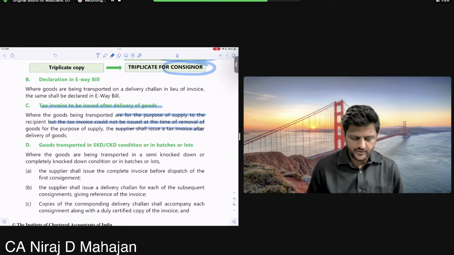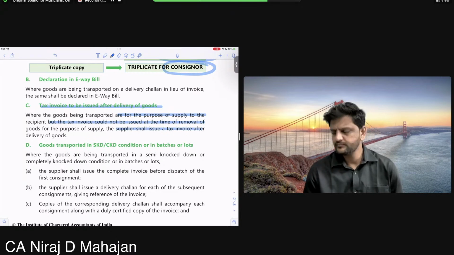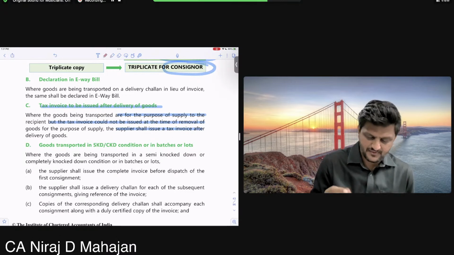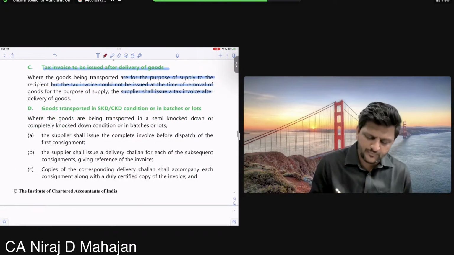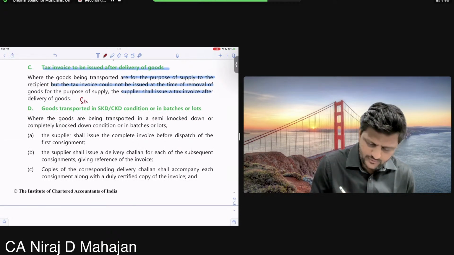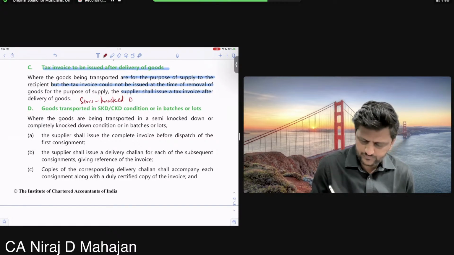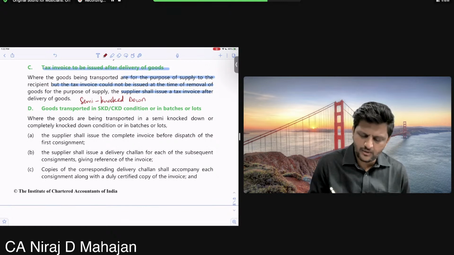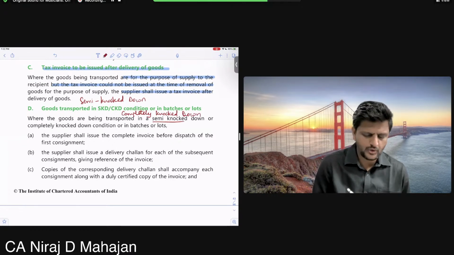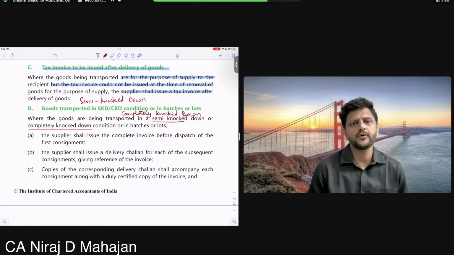The supplier shall issue tax invoice afterwards. Okay, everybody? Nice. Check this. Goods transported in SKD, CKD. SKD which is semi knockdown, and CKD completely knocked down. It is written here, but you can also write it down again. Okay.